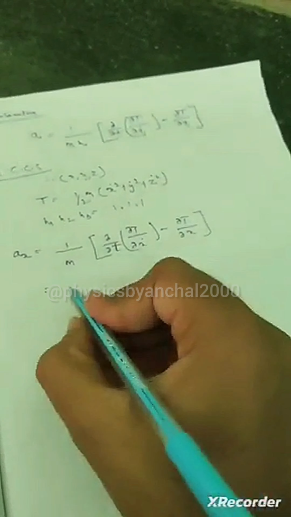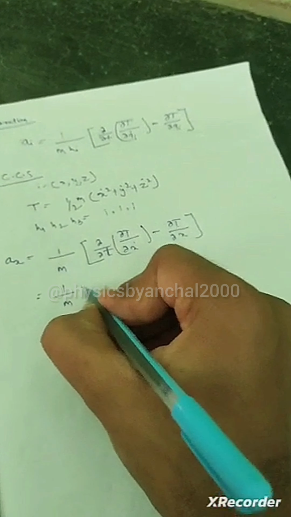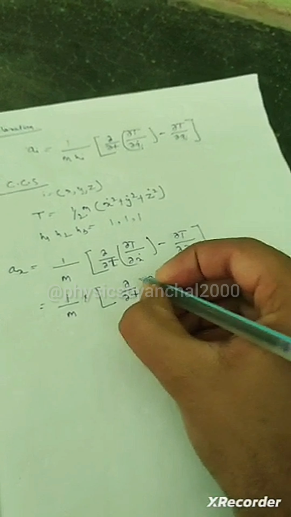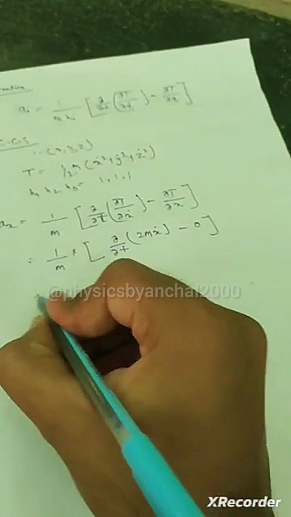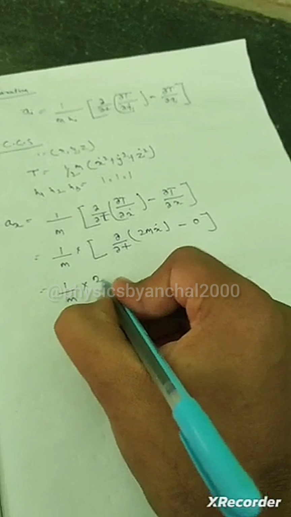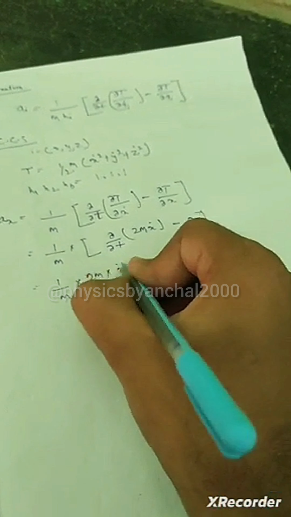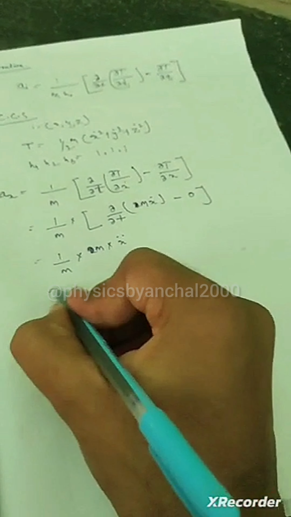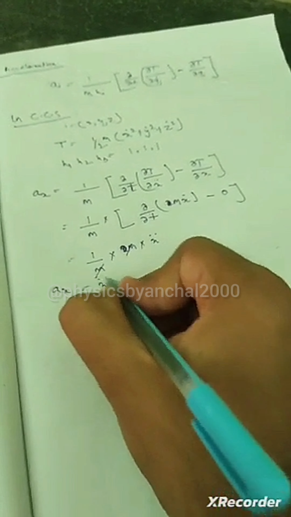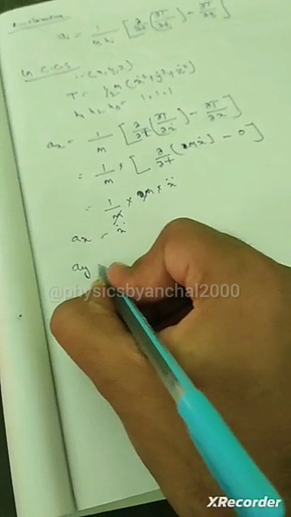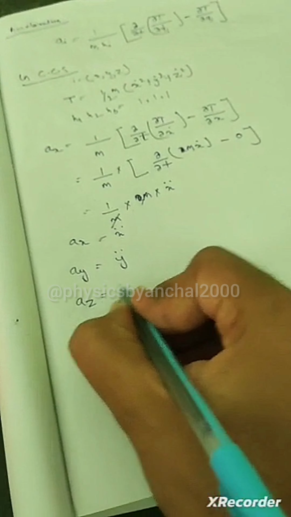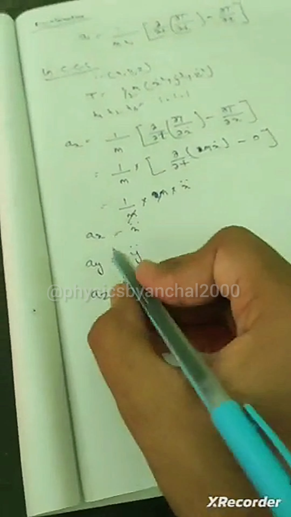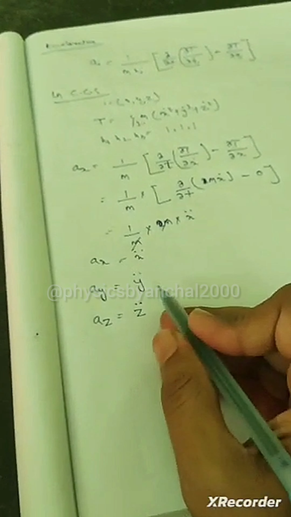We have the capital T. By differentiating, what will we get? We will get 1 by m times d by dt of m x dot minus 0, that is 1 by m into m x double dot. Sorry, some mistake here. Now what will ax be? ax is equal to x double dot. Similarly, you can find ay. ay is equal to y double dot. And az is equal to z double dot. In the Cartesian coordinate system, this formula is so simple. You can directly say that the acceleration components are x double dot, y double dot, z double dot.